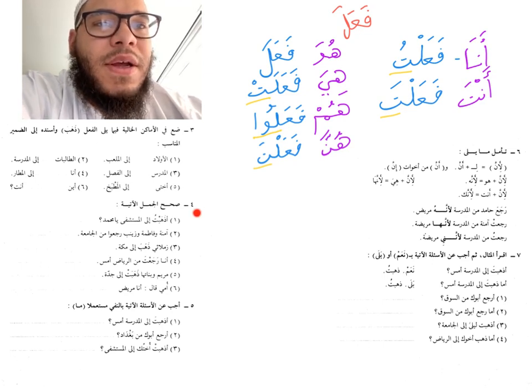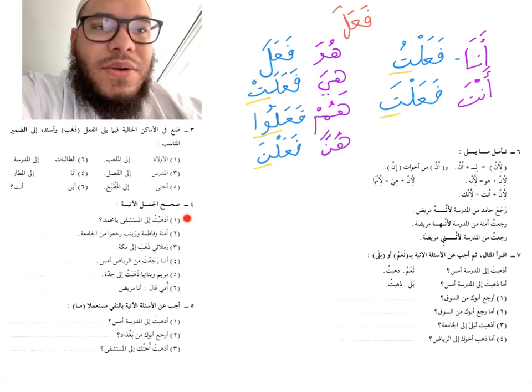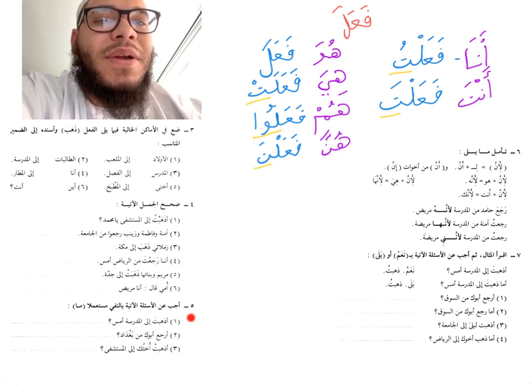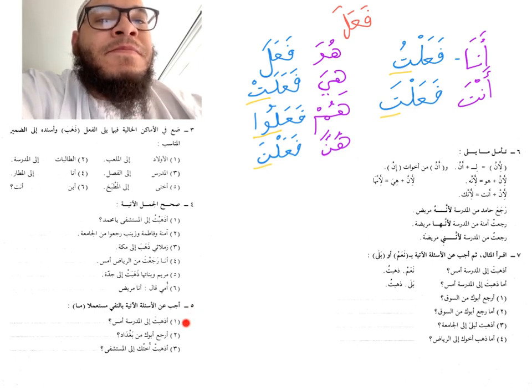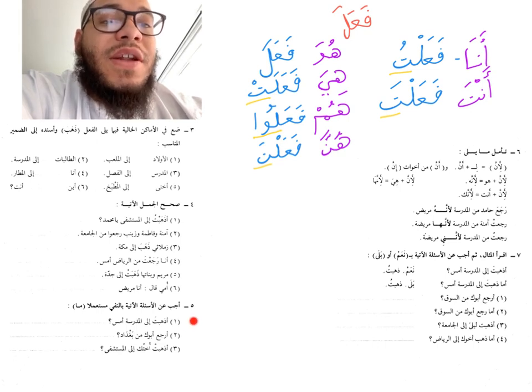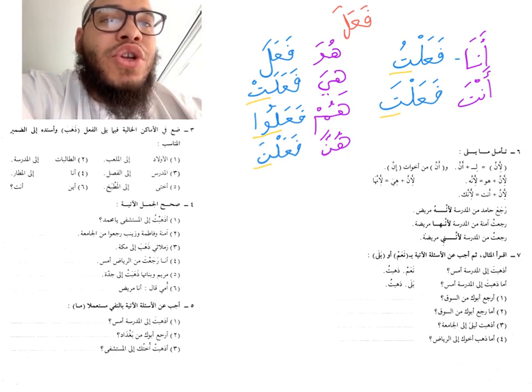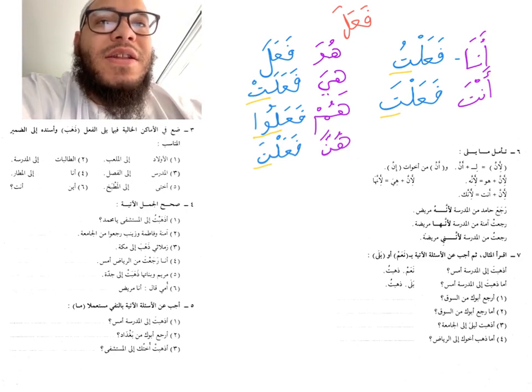Then we have الرابع, number 4, صحح الجمل الآتية. We know what that means now. Correct the following sentences. الخامس أجب عن الأسئلة الآتية بالنفي مستعملا ما. So answer the following questions, answering in the negation form using ma. Ma we use to negate the past tense.